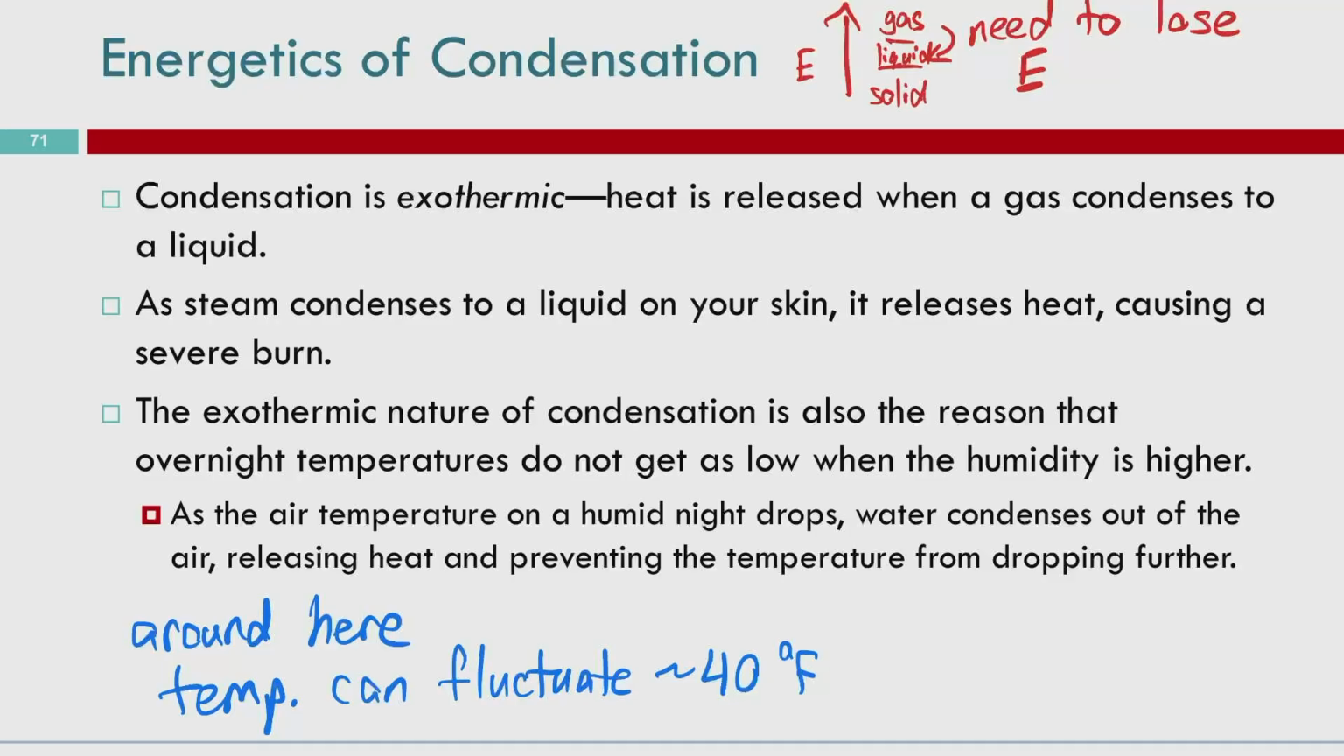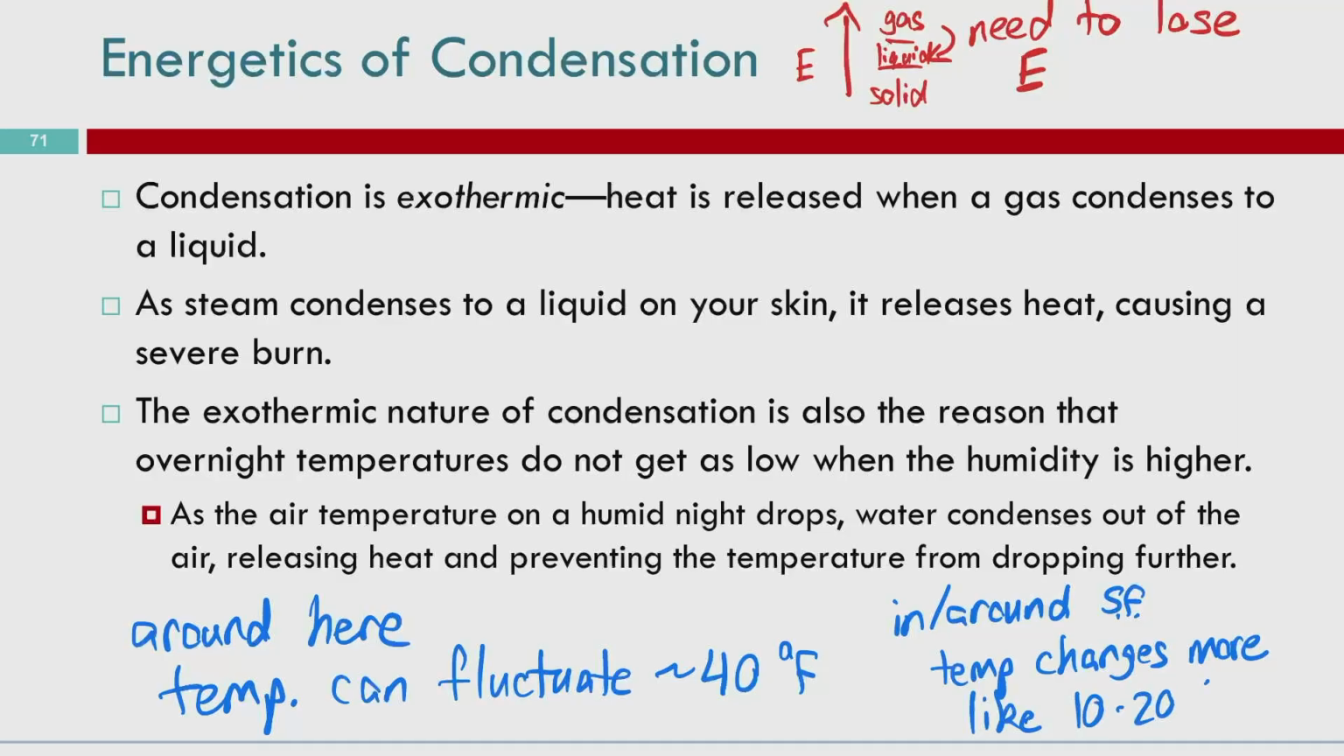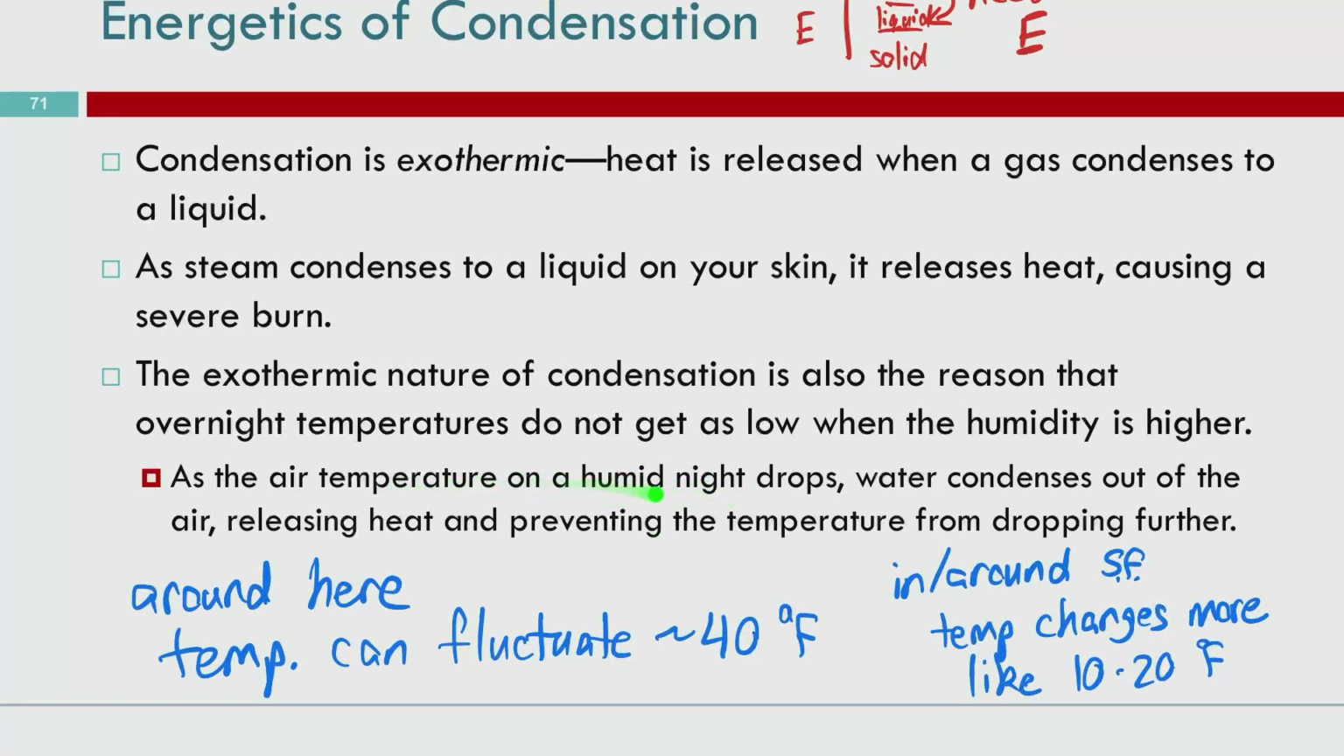If you've looked at the temperature in places that have high humidity, so places like San Francisco, since it's a peninsula and it's surrounded by water, temperature changes more like 10 to 20 degrees over the course of the day. So you wake up, you go outside, it's a nice day. 4 or 5 in the afternoon, it's a nice day, but it's a little warmer. And a part of that is because of the high humidity.